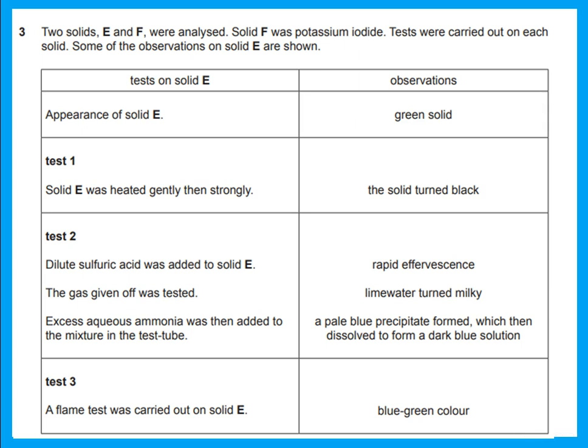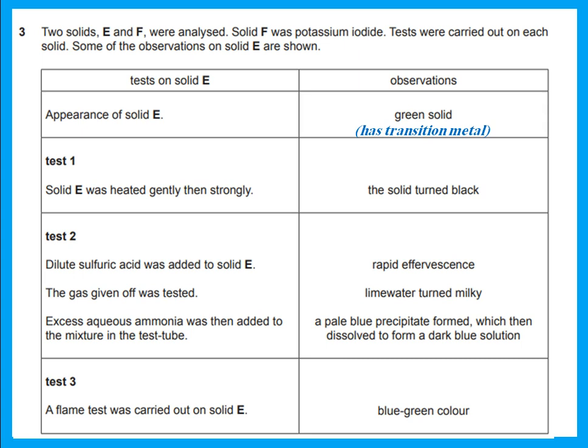Appearance of solid E is a green solid. Now, what does that tell me? If he says that the solid we're talking about has any sort of color, green, blue, brown, black is regarded as a color, any of this tells me that the solid has a transition metal. So if it is colored at all, it has a transition metal.